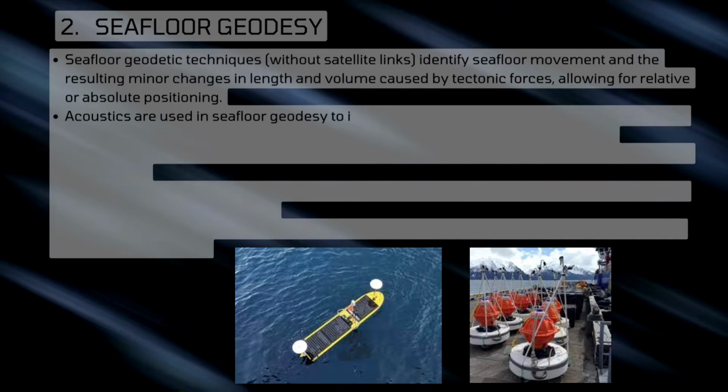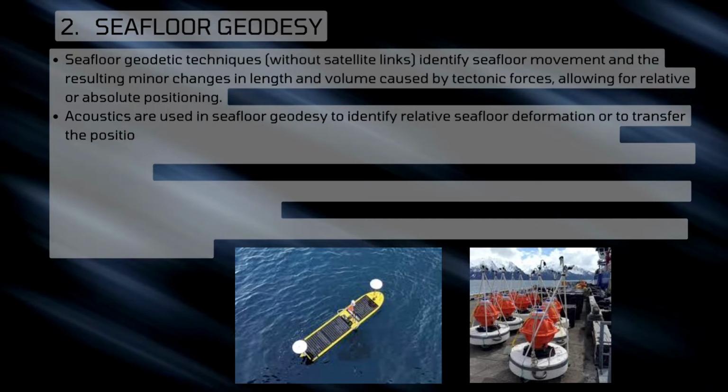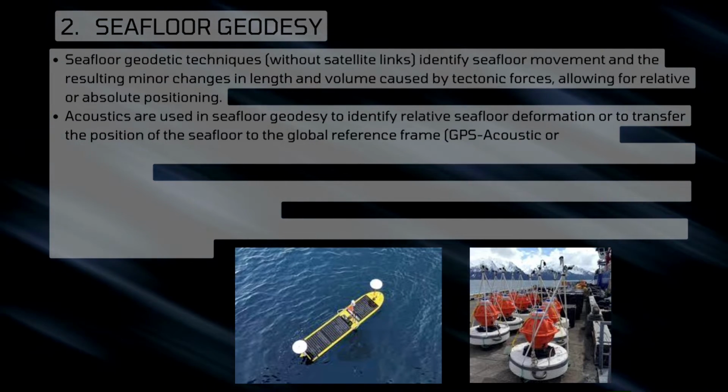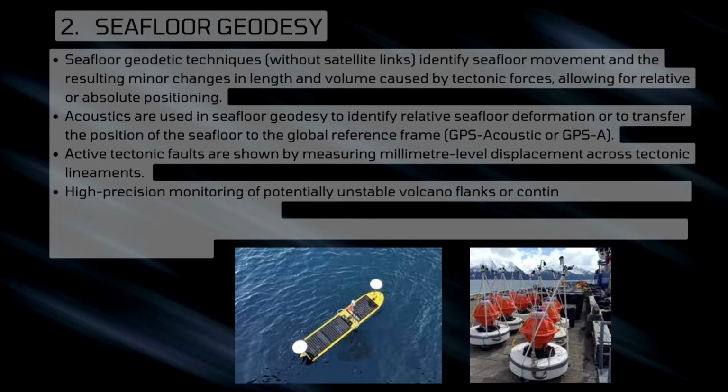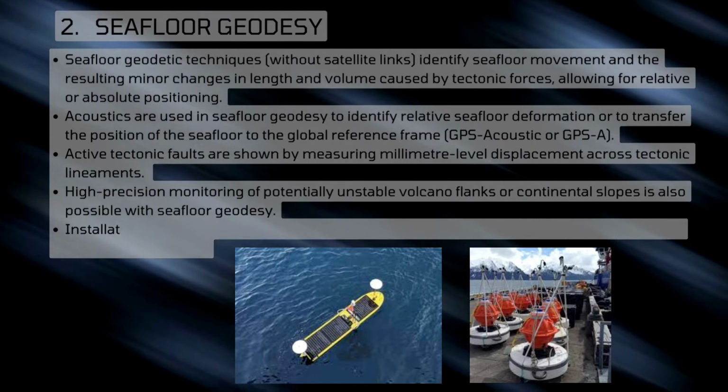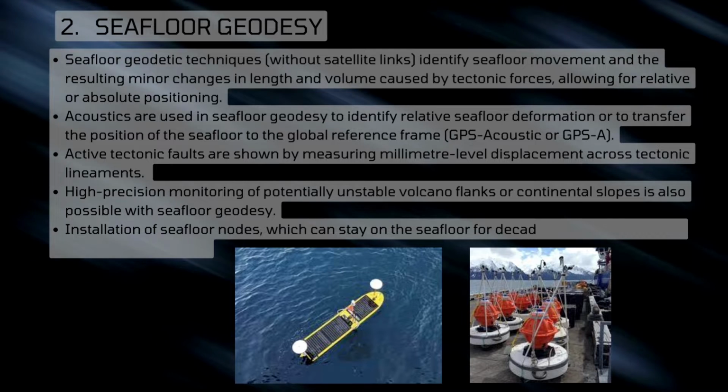Acoustics are used in seafloor geodesy to identify relative seafloor deformation or to transfer the position of the seafloor to the global reference frame, known as GPS acoustic or GPSA. This is accomplished by placing seabed nodes that can operate independently for up to 10 years. Active tectonic faults are shown by measuring millimeter-level displacement across tectonic lineaments. High-precision monitoring of potentially unstable volcano flanks or continental slopes is also possible with seafloor geodesy.